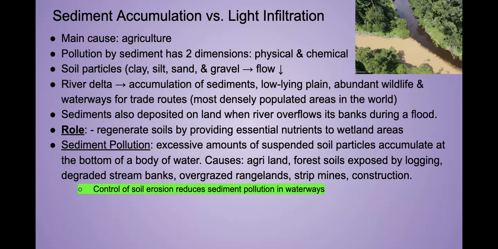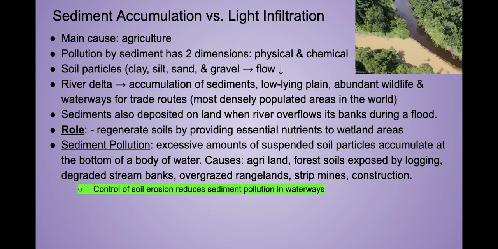Okay, another type of pollution, sediment accumulation versus light infiltration. Sediment accumulation is going to have two problems, a physical and a chemical dimension. The main cause of sediment accumulation is agriculture. And if you remember from soil, we have these four types of particles in the soil, which of course is what sediment refers to, right? So the flow would decrease if I have a high level of sediment.